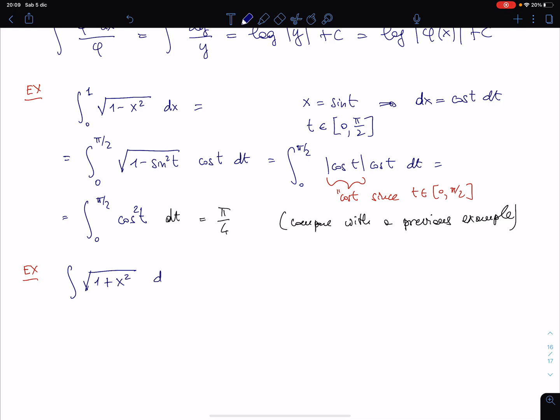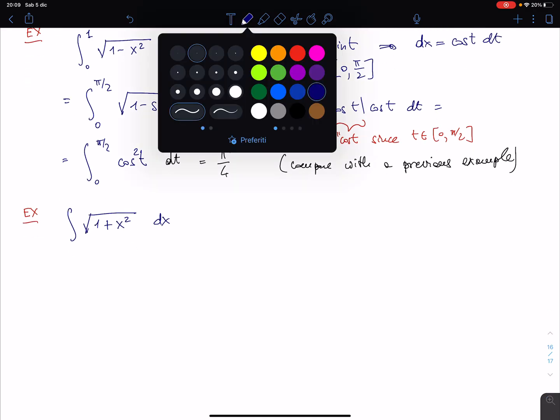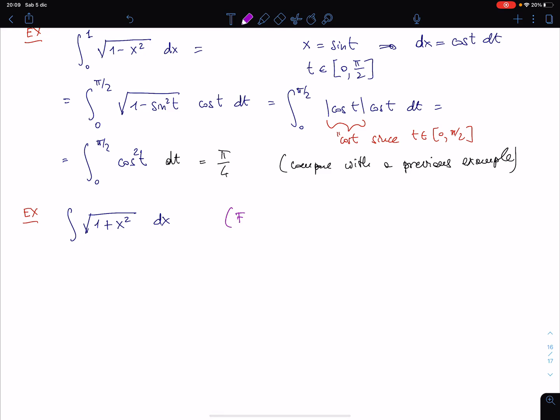So compute this indefinite integral, the square root of 1 plus x squared. This is another example. And you have to find a smart replacement. This is not easy. Change of variable, replacement in the sense of change of variable.